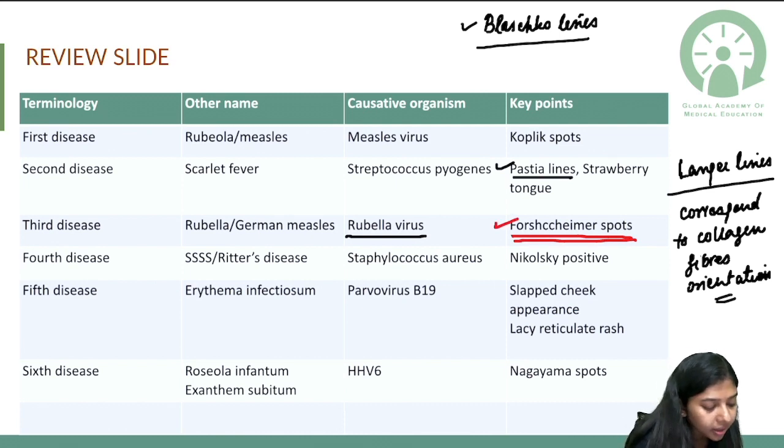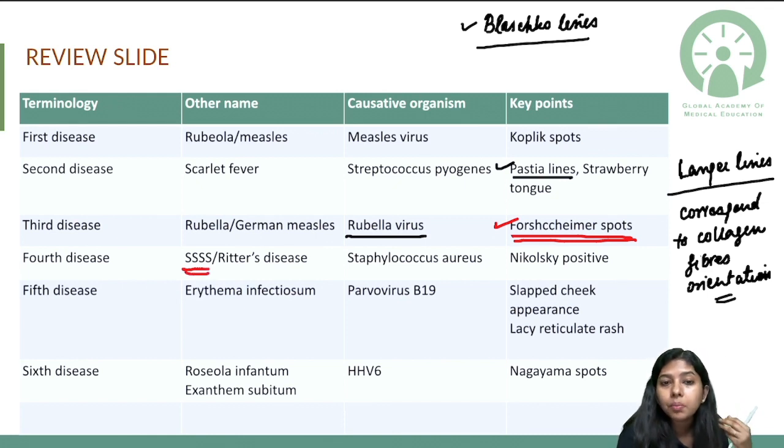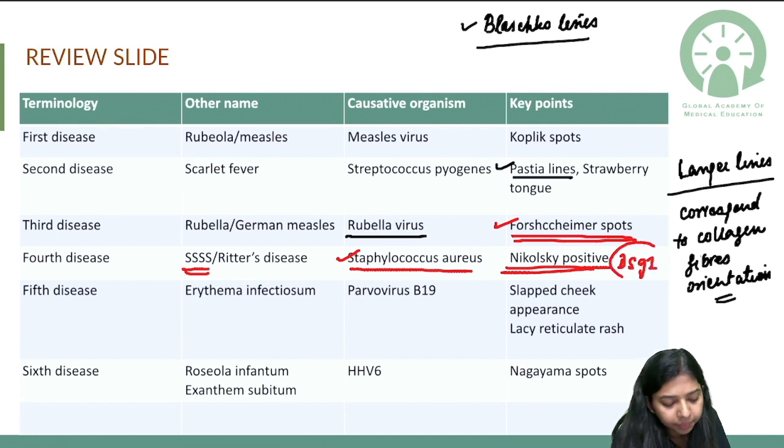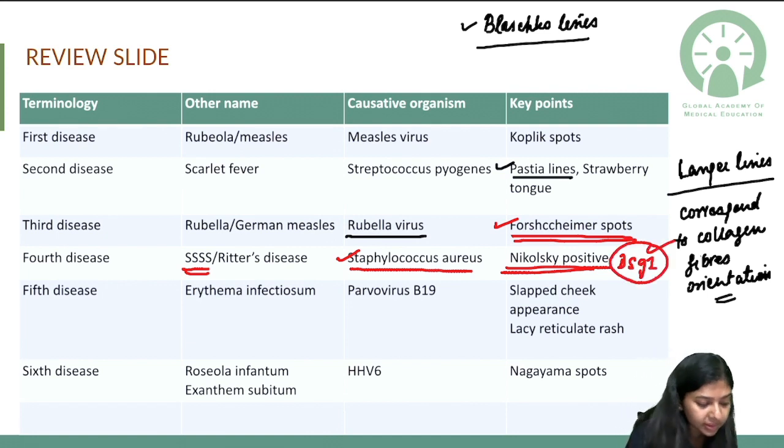Fourth disease, staphylococcal scalded skin syndrome. Now this was previously known as Ritter's disease or Ford disease, and it's caused by Staphylococcus aureus. We will come to a question on this later, and you get a positive Nikolsky sign here because desmoglein 1 is being cleaved, right? So you get a positive Nikolsky here.